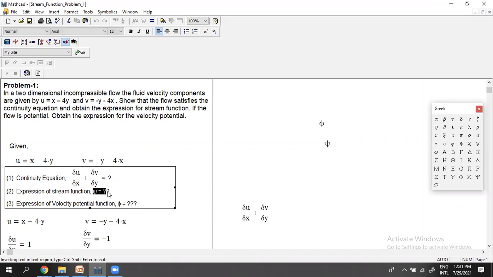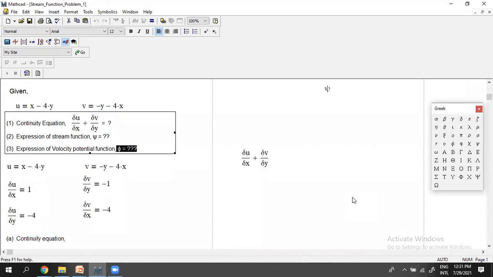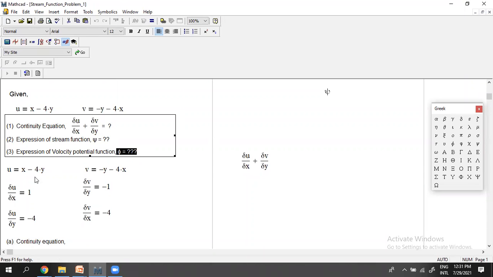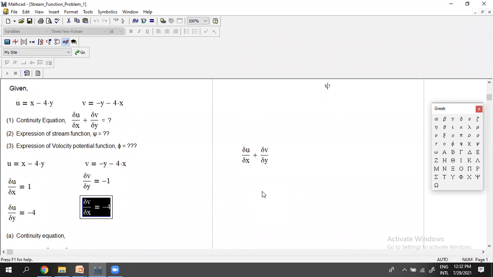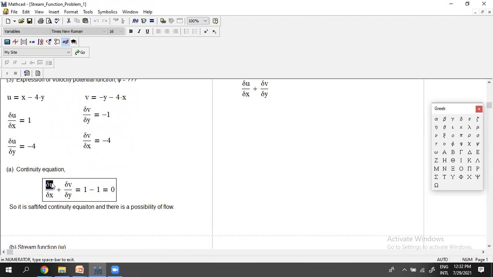Expression of the stream function psi equal to what? Potential function equal to what? Then you need to satisfy this equation. So you figure out del U by del X, then del V by del Y. It's better that you also figure out del U by del Y because you need it for the stream function and potential function, psi and phi. So for both velocities, you take the derivative one time with respect to X and also with respect to Y. Then this is the continuity equation.